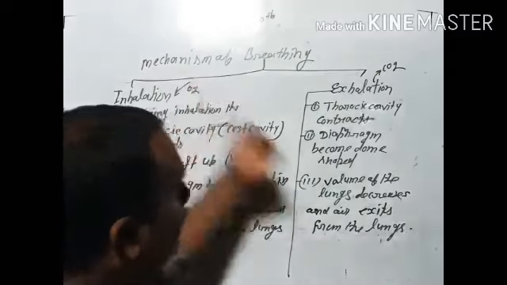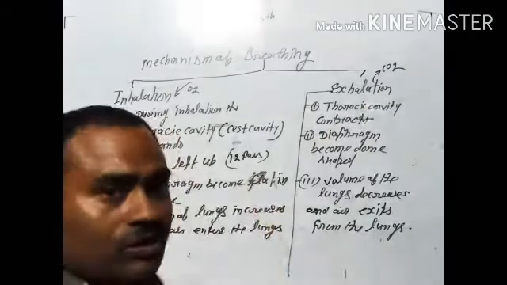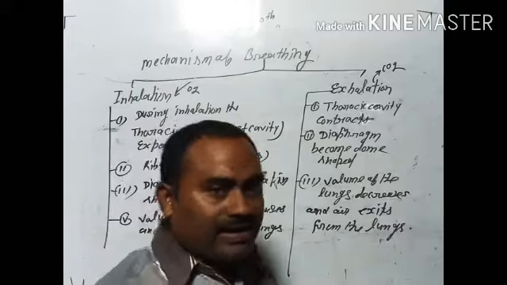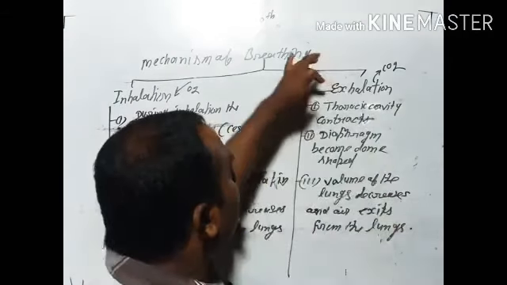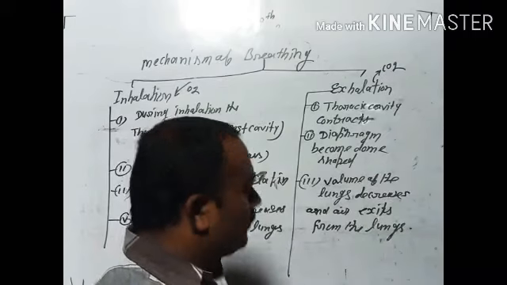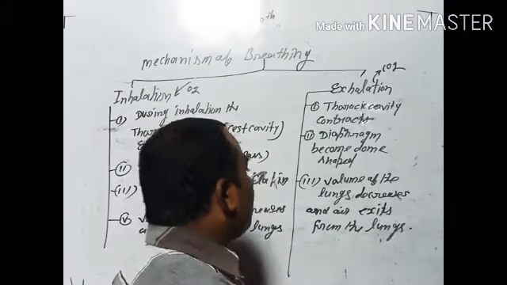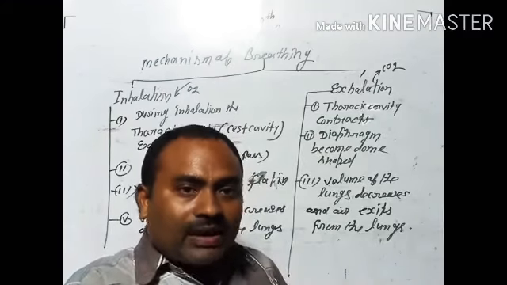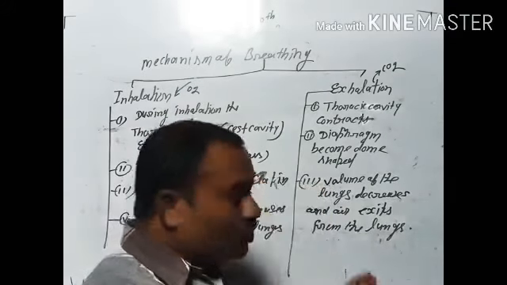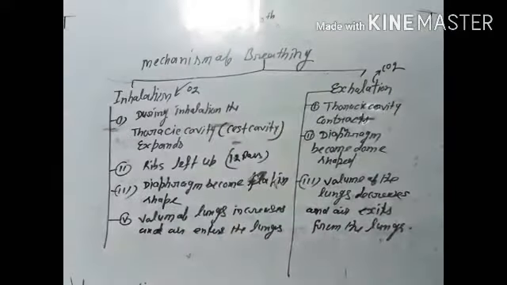Okay. On the other side, exhalation means removal of CO2 from the lungs. It is the opposite process of inhalation. In exhalation, the thoracic cavity contracts. In this process, the thoracic cavity contracts and the diaphragm becomes dome shaped. The diaphragm lifts back to its original dome shape. Then the volume of the lungs decreases, the area decreases, and pressure increases. Then CO2 and air come out from the lungs. Okay, note it.